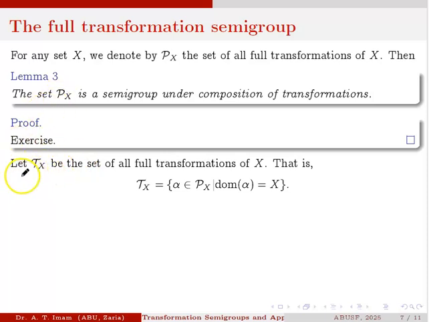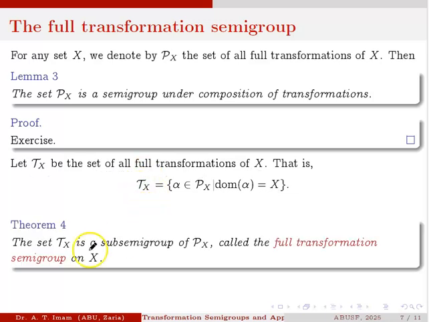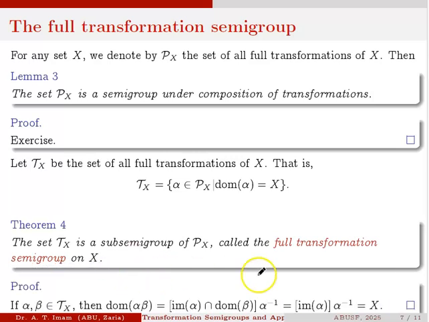So now if you take the collection of full transformations, that is mappings whose domain is the entire set X, and denote it by Tx, then this Tx is a sub-semigroup of Px. This semigroup Px is called the partial transformation semigroup, and the sub-semigroup Tx is called the full transformation semigroup on X. Well, the proof is not difficult because we only need to show that the domain of the composite of any two full transformations is X.